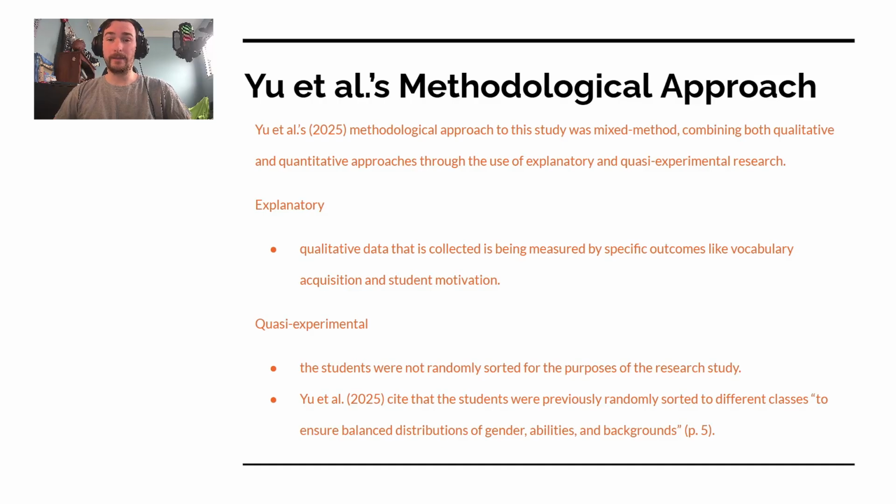Methodologically, it was a mixed methods study using an explanatory quasi-experimental design. It's considered explanatory because the researchers collected quantitative data like vocabulary test scores and motivation surveys, and then used qualitative data to help explain those results. It's quasi-experimental because the students were not randomly assigned for the purpose of the study. Instead, they remained in their previously assigned classes, which had already been balanced for gender, ability, and background.